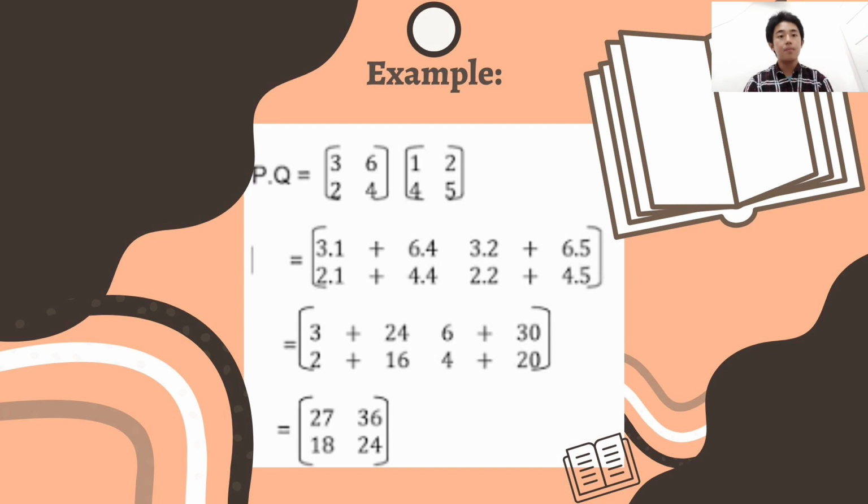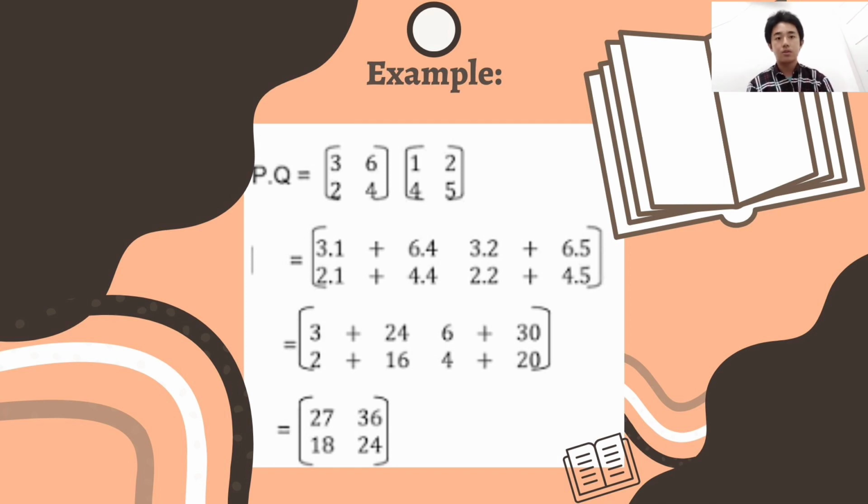That is the same. So we're going to times the second row from P matrix with the second column of Q matrix. So 2 times 2 and 4 times 5. Now we already get the number that we're going to times with. So we got 3 times 1 equals to 3 plus 6 times 4 equals to 24. And 3 times 2 equals 6 plus 6 times 5 equals 30.